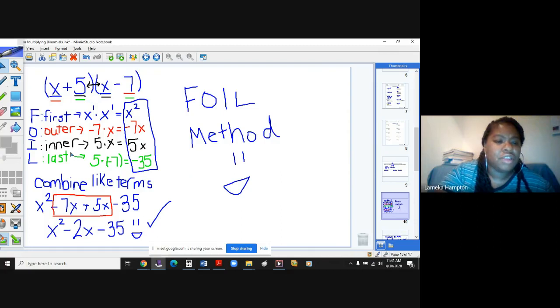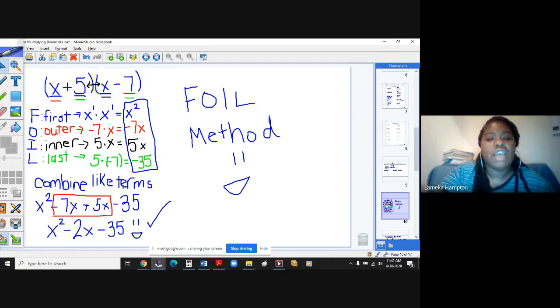And then in the green, last, and it is last for real, the L is for last, and I am multiplying the last terms in the binomial. So I have a 5, which is my last term for this binomial, times -7. Okay, so I have a positive times a negative that gives me a negative.